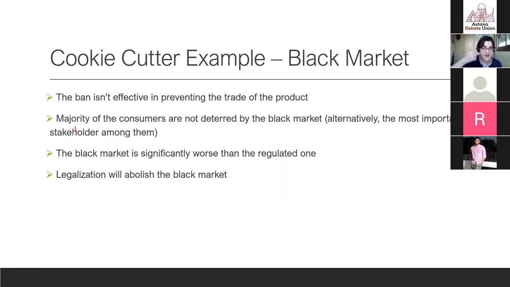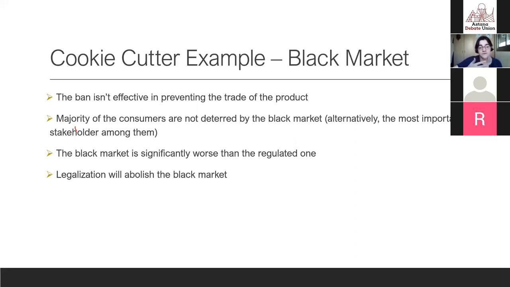First, the ban isn't an effective one. It does not manage to prevent the trade of the forbidden product. Secondly, the majority of the consumers are not deterred by the black market and continue going there. Or, and I will say it in an asterisk, alternatively, if you can't prove the majority still go there, you can settle for proving that the most important stakeholder does, say the worst off addicts that we need to care about the most.